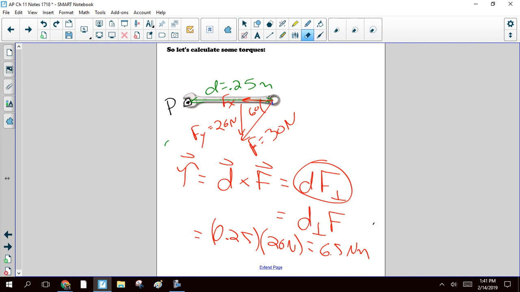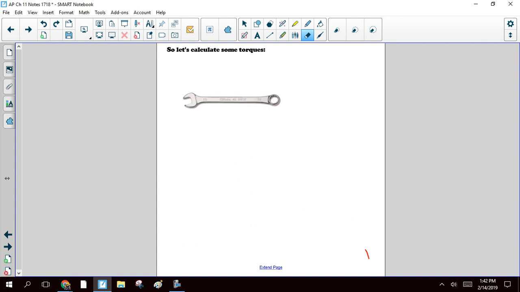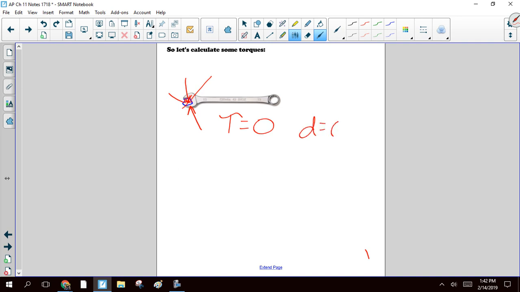And then the only other weirdness that might happen is this. It is probably worth pointing out that a force applied here is going to give you no torque, because your d there is 0. So d does not necessarily represent the length of the object. It represents the distance from the force to your chosen pivot point.